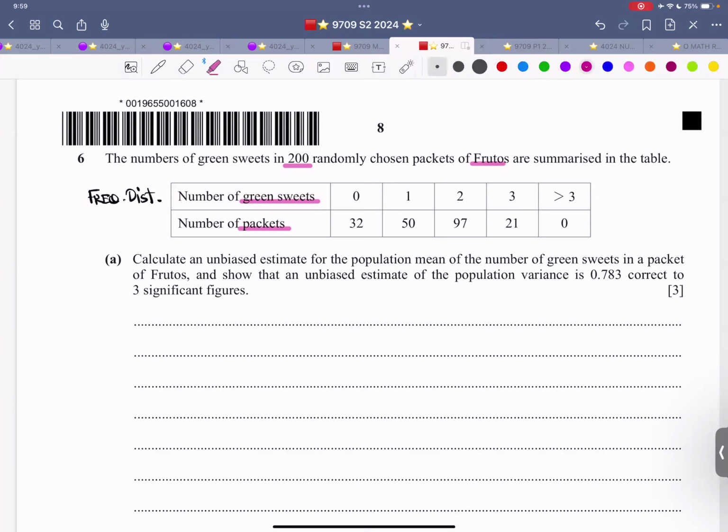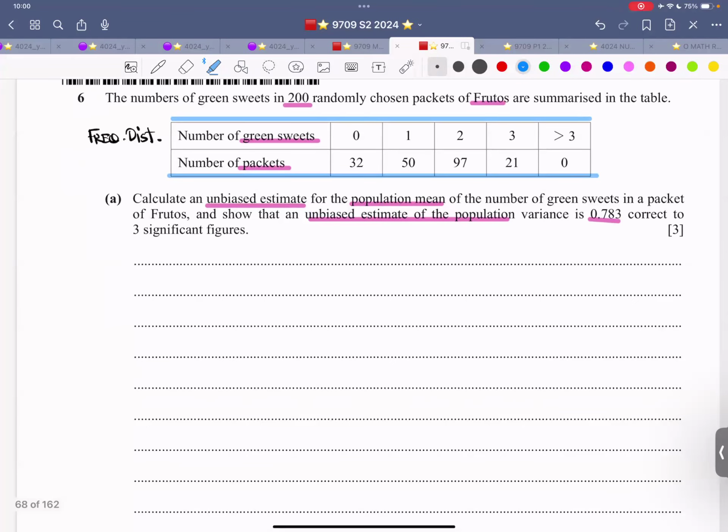Calculate unbiased estimate. They do ask unbiased estimate all the time for population mean, and show that the unbiased estimate of population variance is this much. That is not the issue. The issue is this thing, that what they have asked, that is this thing. So this thing over here. And what do we need? We need few things from S1.